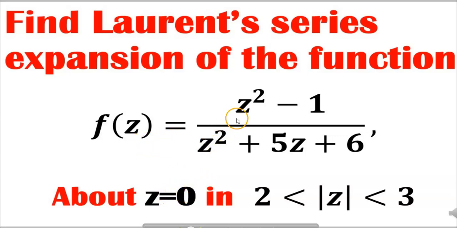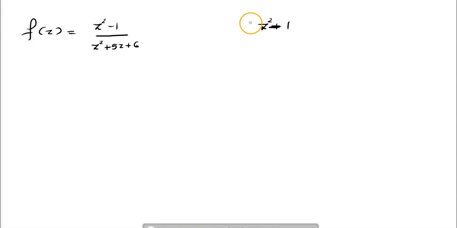So, the function is given by f(z) = (z² − 1)/(z² + 5z + 6), and both numerator and denominator are in quadratic form. We want to simplify this function, so we divide z² − 1 by z² + 5z + 6.